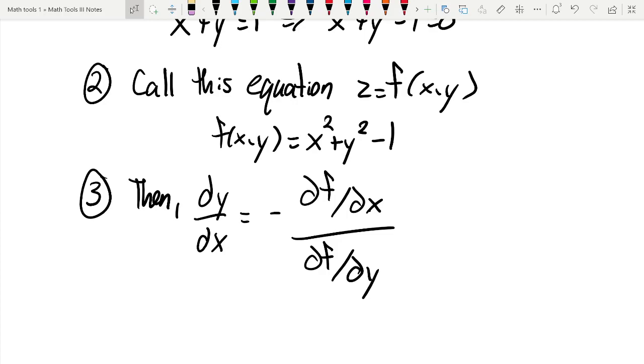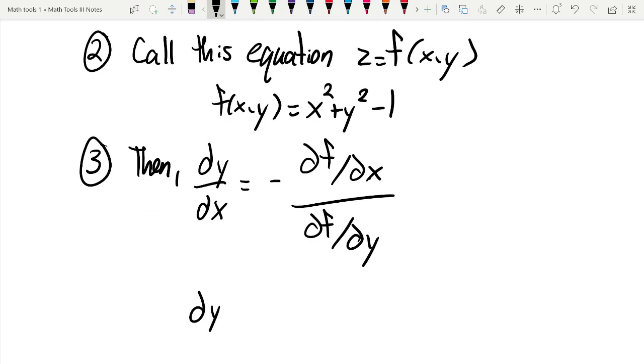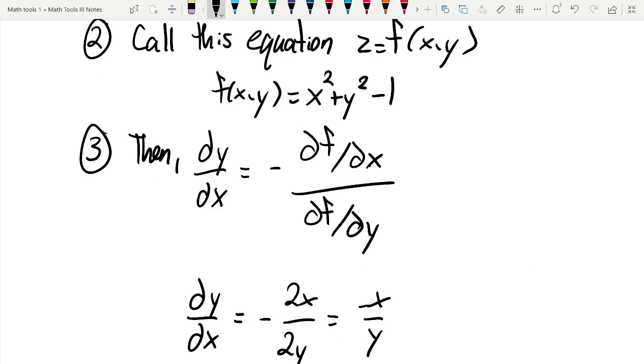So now we take the partial, let's just do it right here. Then dy dx is equal to negative of partial f partial x, so that's just 2x, over partial f partial y, so that's just 2y, so equals negative x over y. So in general, this is significantly easier because it takes out the algebra aspect of implicit differentiation.